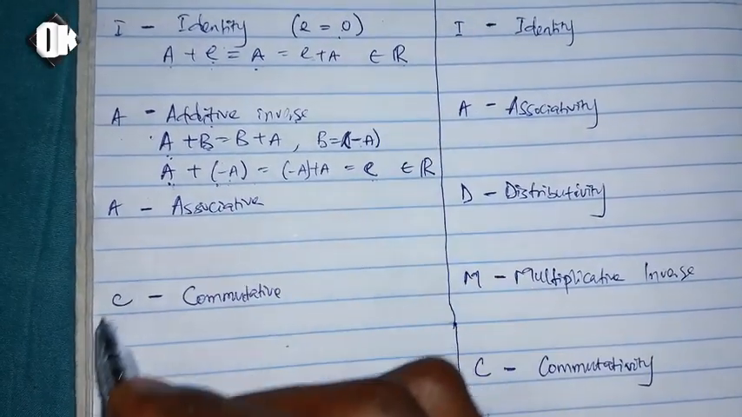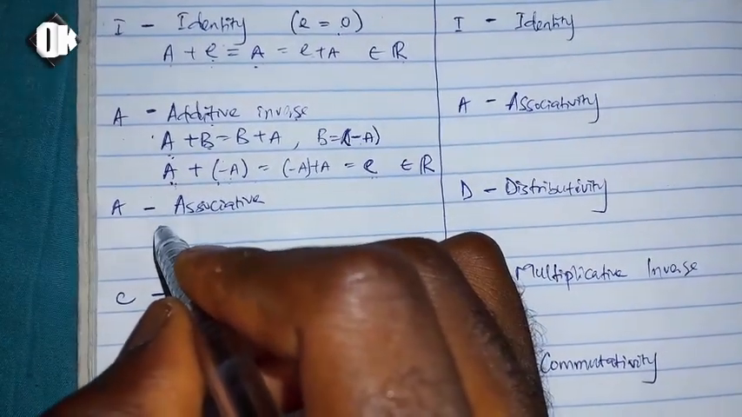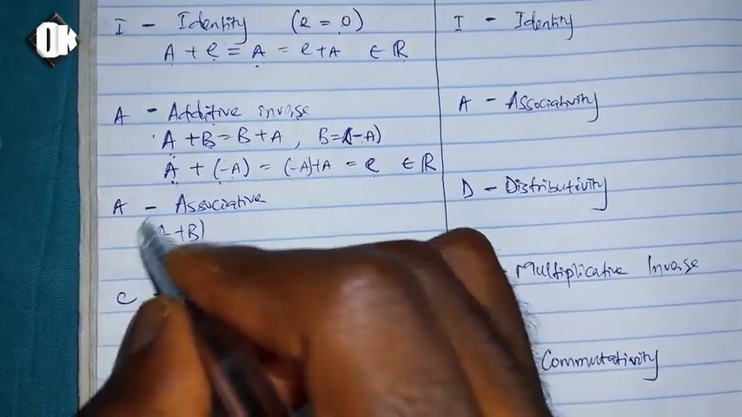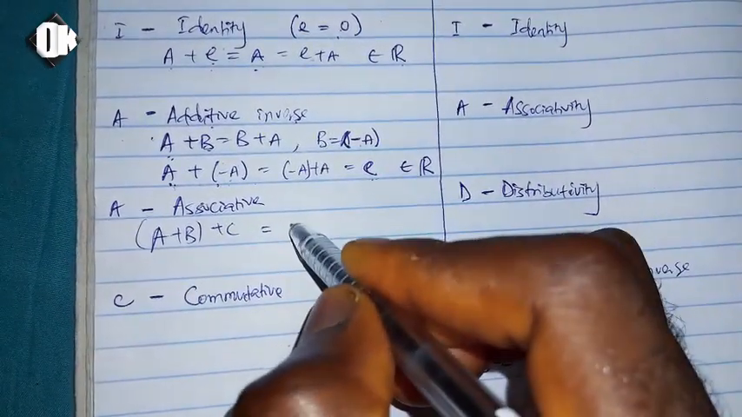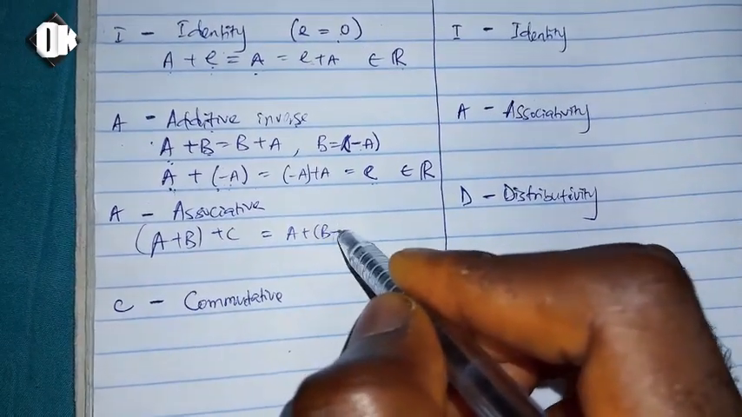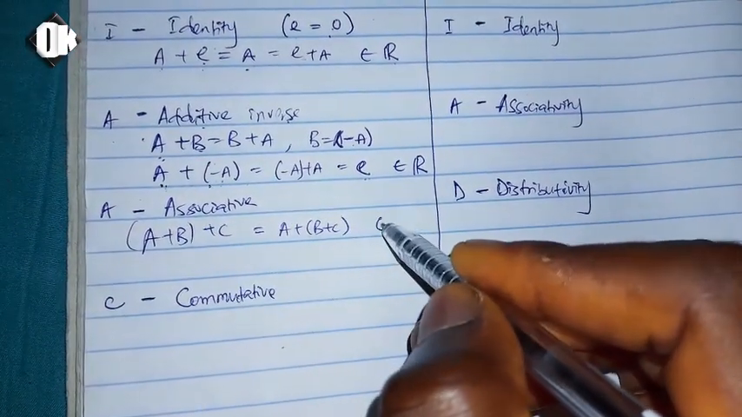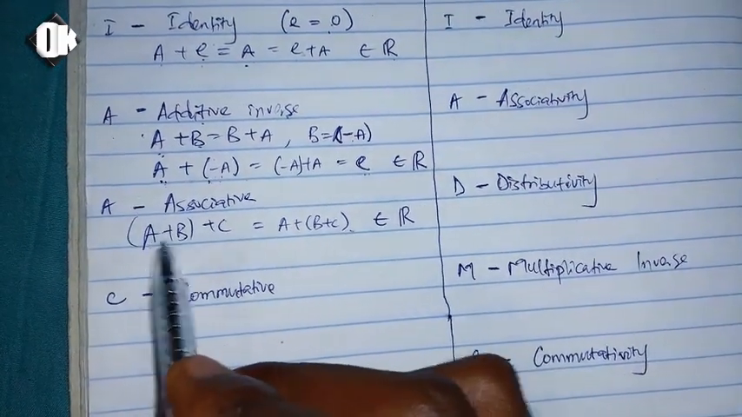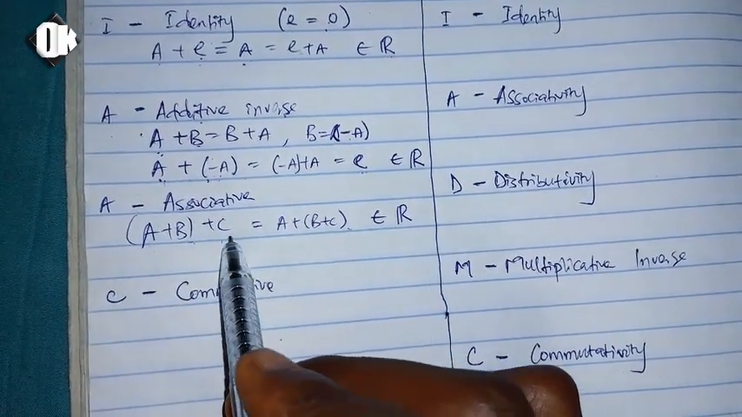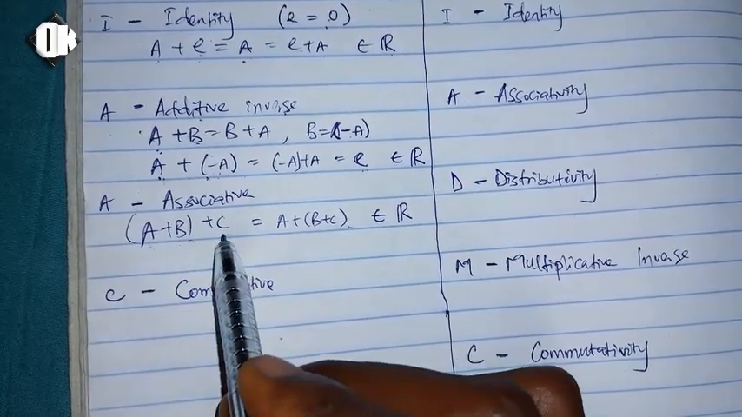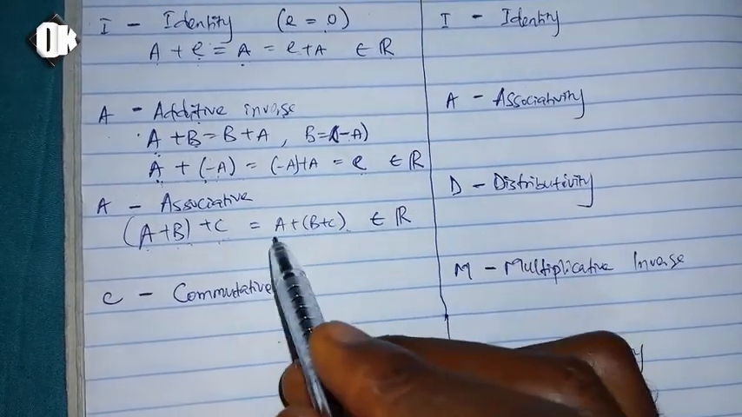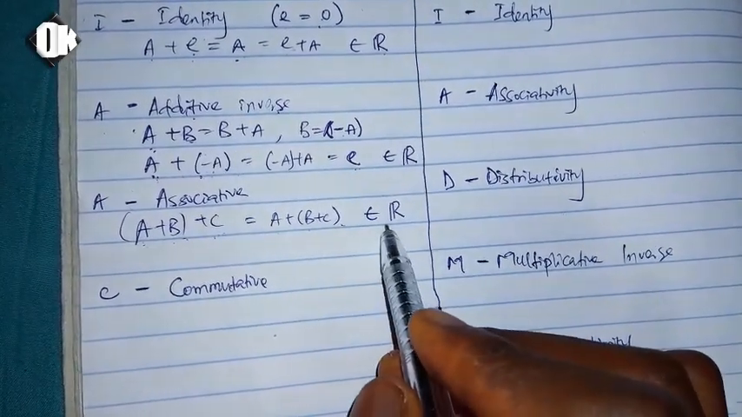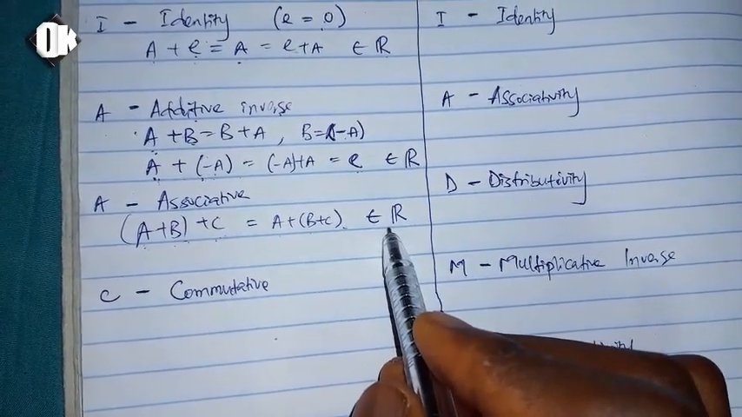For associativity, if A and B have been defined and C has been defined, it means A plus B, all plus C, must be equal to A plus B plus C. That is, no matter how I arrange it, all are the same thing. So if this is 1, 2, 3, that becomes 1 plus 2, which is 3, then plus 3, that's 6. This is 2 plus 3 is 5, 5 plus 1 is 6. They must all be elements of my set of real numbers.